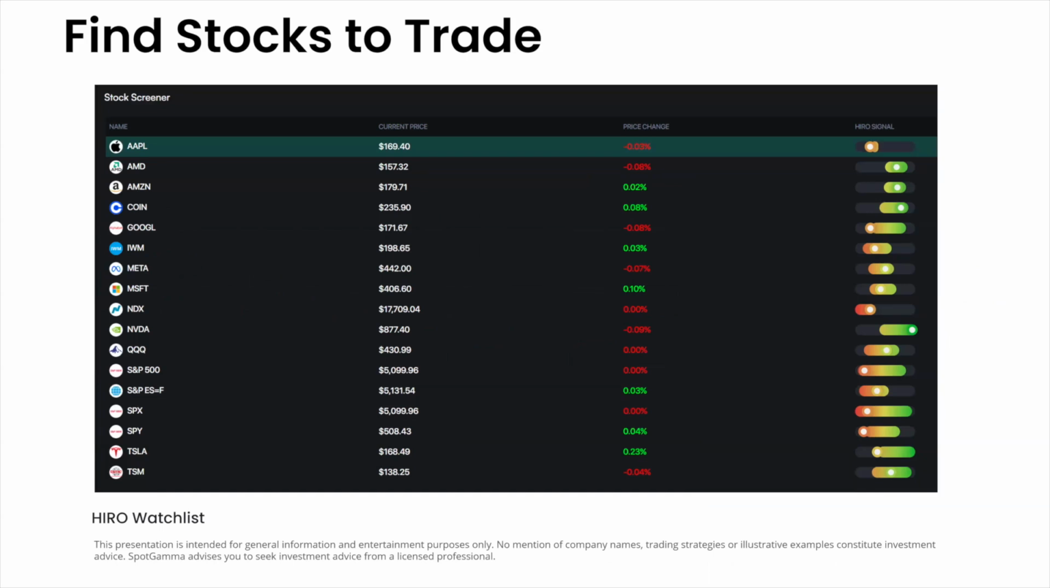SpotGamma provides several different ways to find stocks to trade. I like to trade the same large cap tech stocks, so I have a watch list in the SpotGamma dashboard of these stocks and a few others. You can also search for stocks with scanners in Equity Hub. You can look for trending stocks in HIRO. Finally, you can rank stocks by HIRO signal.